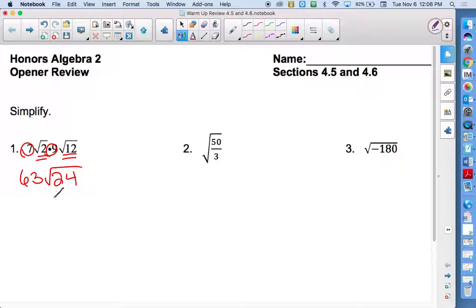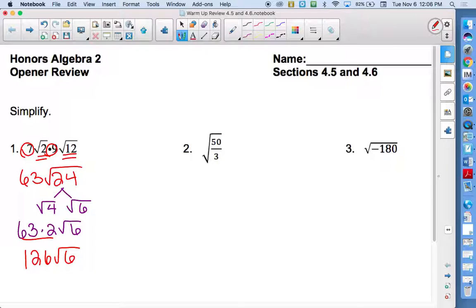And then the second step, split up that 24. One of them needs to be a perfect square, which is the number 4, and then we have the square root of 6. So this becomes 63 times 2, because the square root of 4 is 2. The square root of 6 we cannot do anything with. And then the last thing, multiplying 63 and 2 together gives us 126 square root 6.